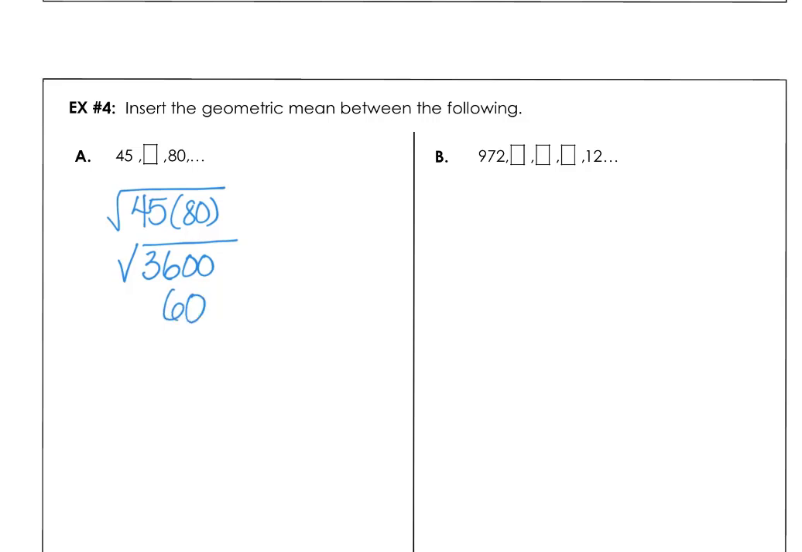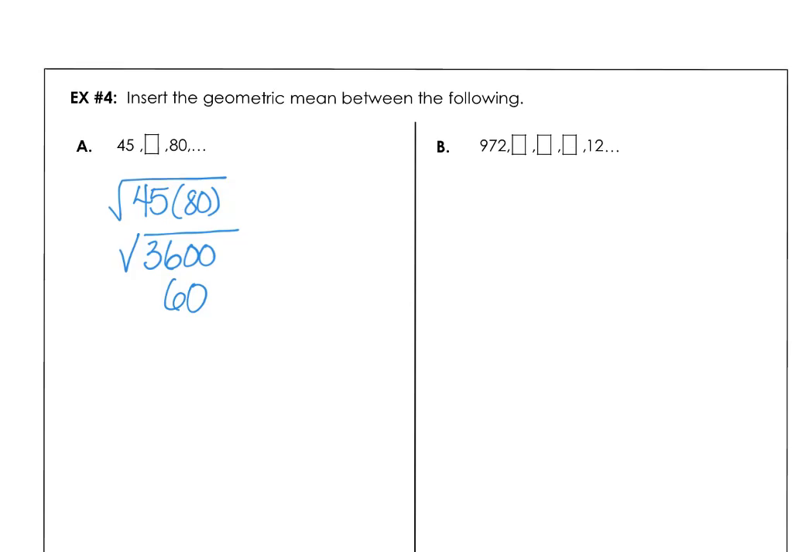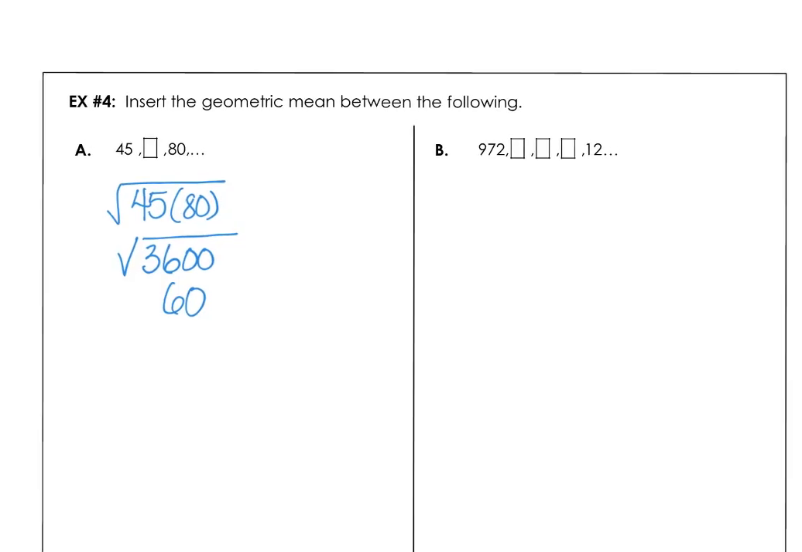60 is our geometric mean. Somehow I keep clicking on the highlighter. Here in this case, we want to find the middle term in between 972 and 12. So we want the square root of 972 times 12. That's going to give us the middle term, and that turns out to be 108.